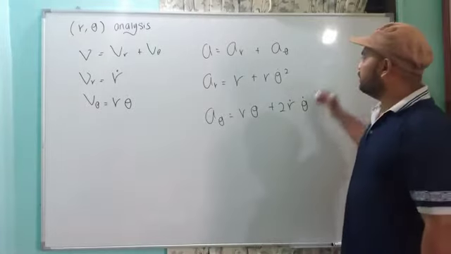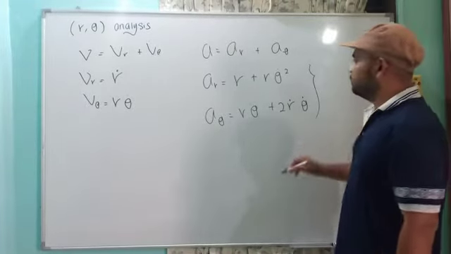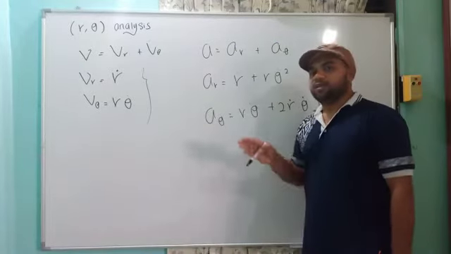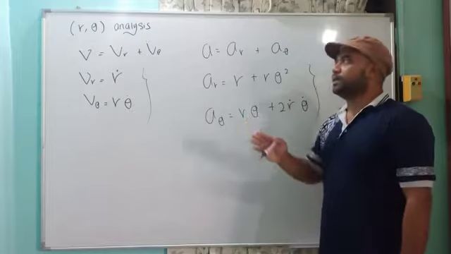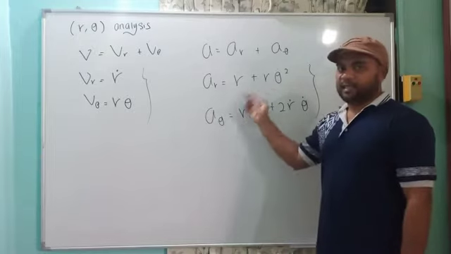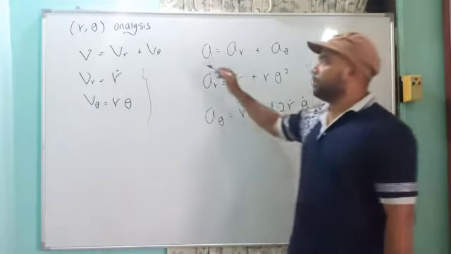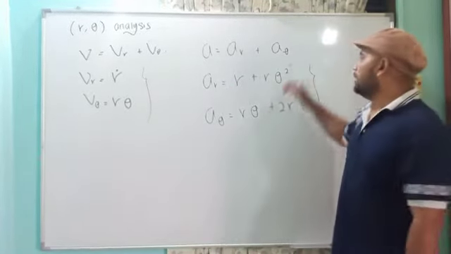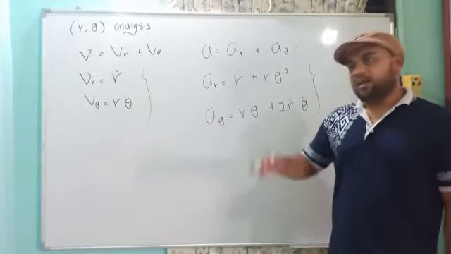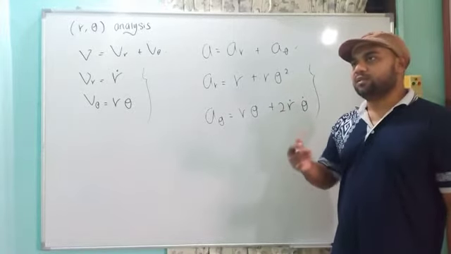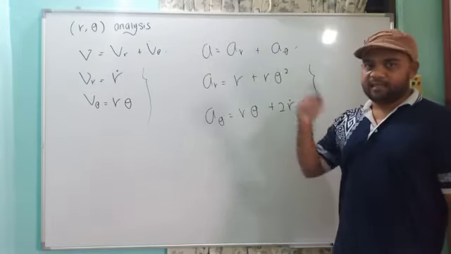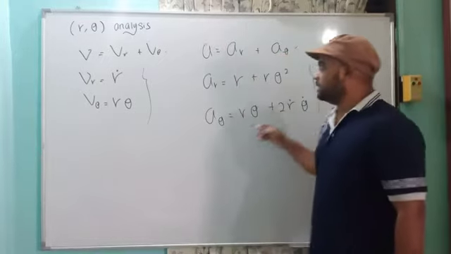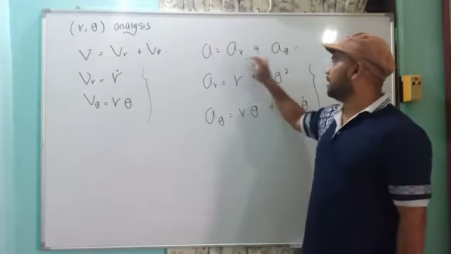So we will use these equations, two from here and two from here. Of course, the first thing you need to do is be able to draw the r theta axis, and then resolve the velocity into vr and v theta, and the acceleration into ar and a theta. And sometimes you need to also involve the other axis, because some of the quantities you cannot directly get from here. Let's say A, you cannot directly get from here.